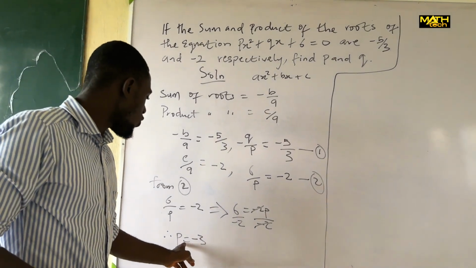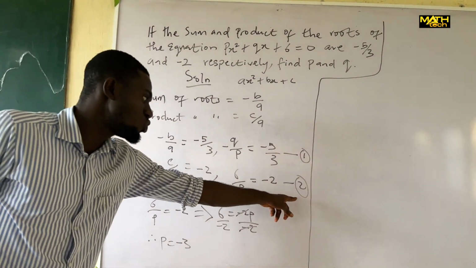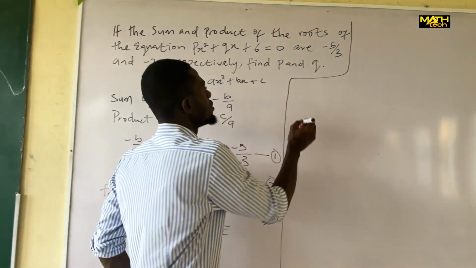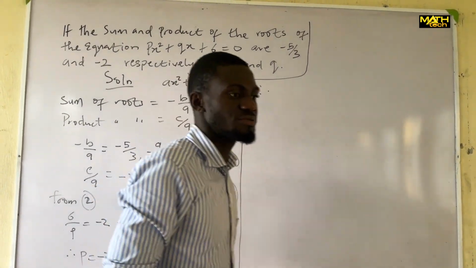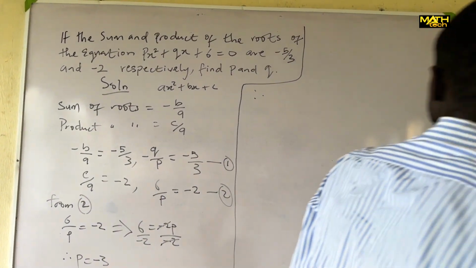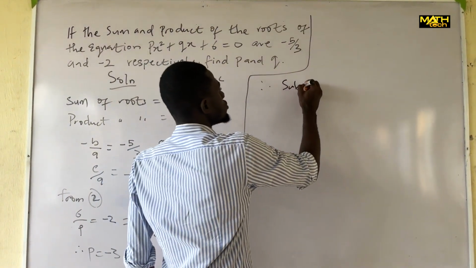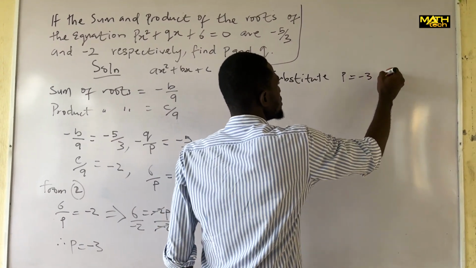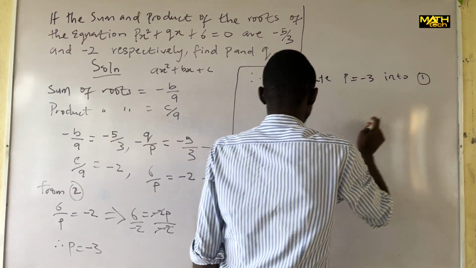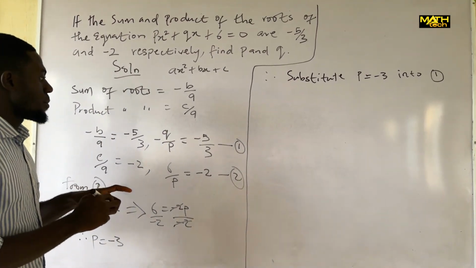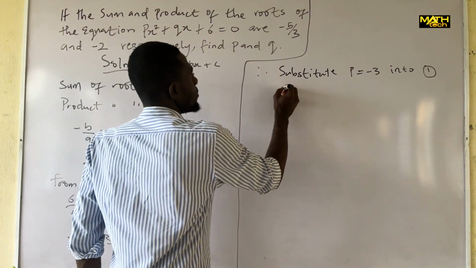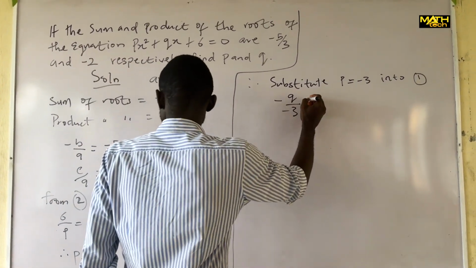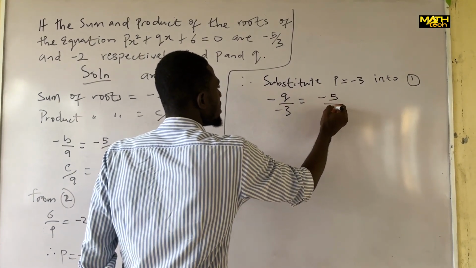So now, since we have gotten the value of p to be minus 3 from equation 2, we will substitute the value of p equal to minus 3 in equation 1. Therefore, substitute p equal to minus 3 into 1. So 1 is minus q all over p, and now our p will be minus 3, equal to minus 5 all over 3.